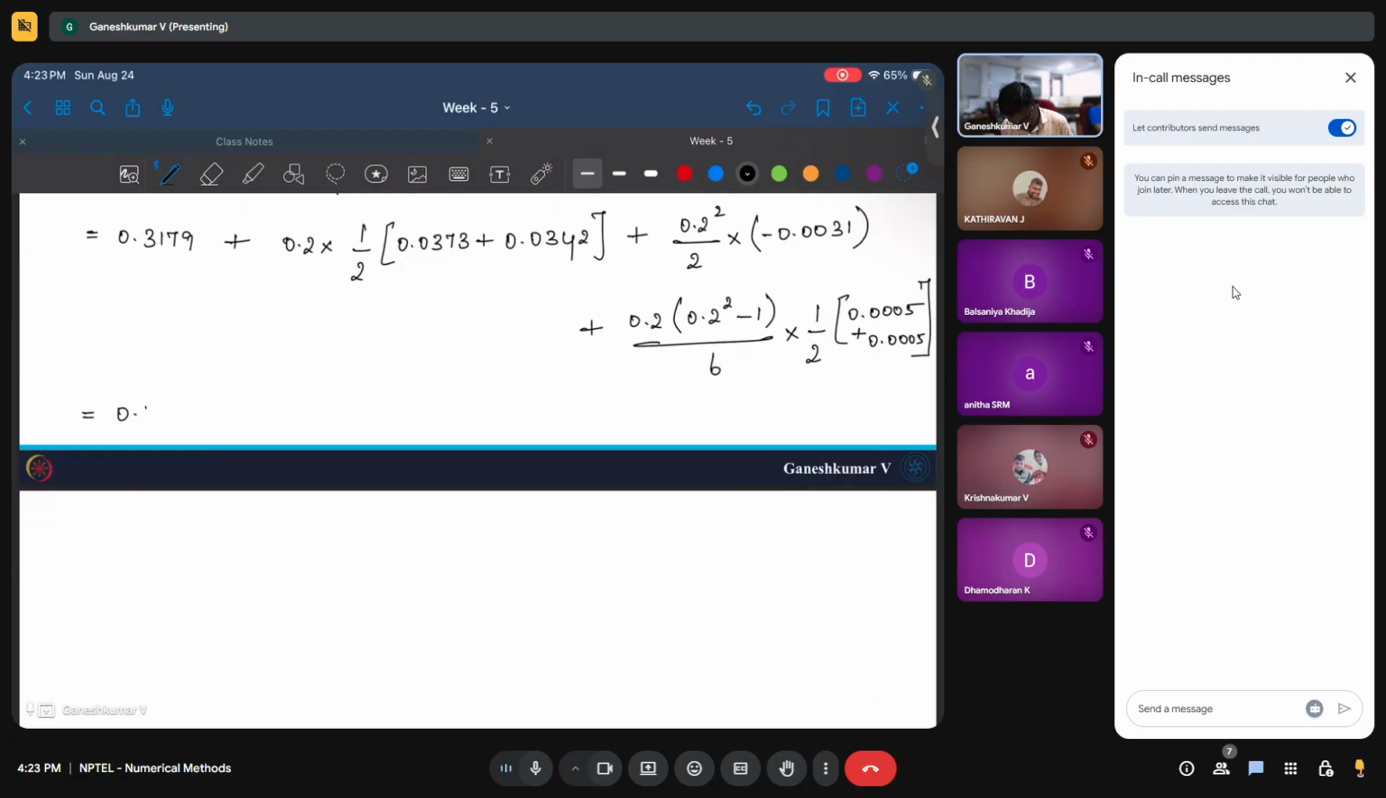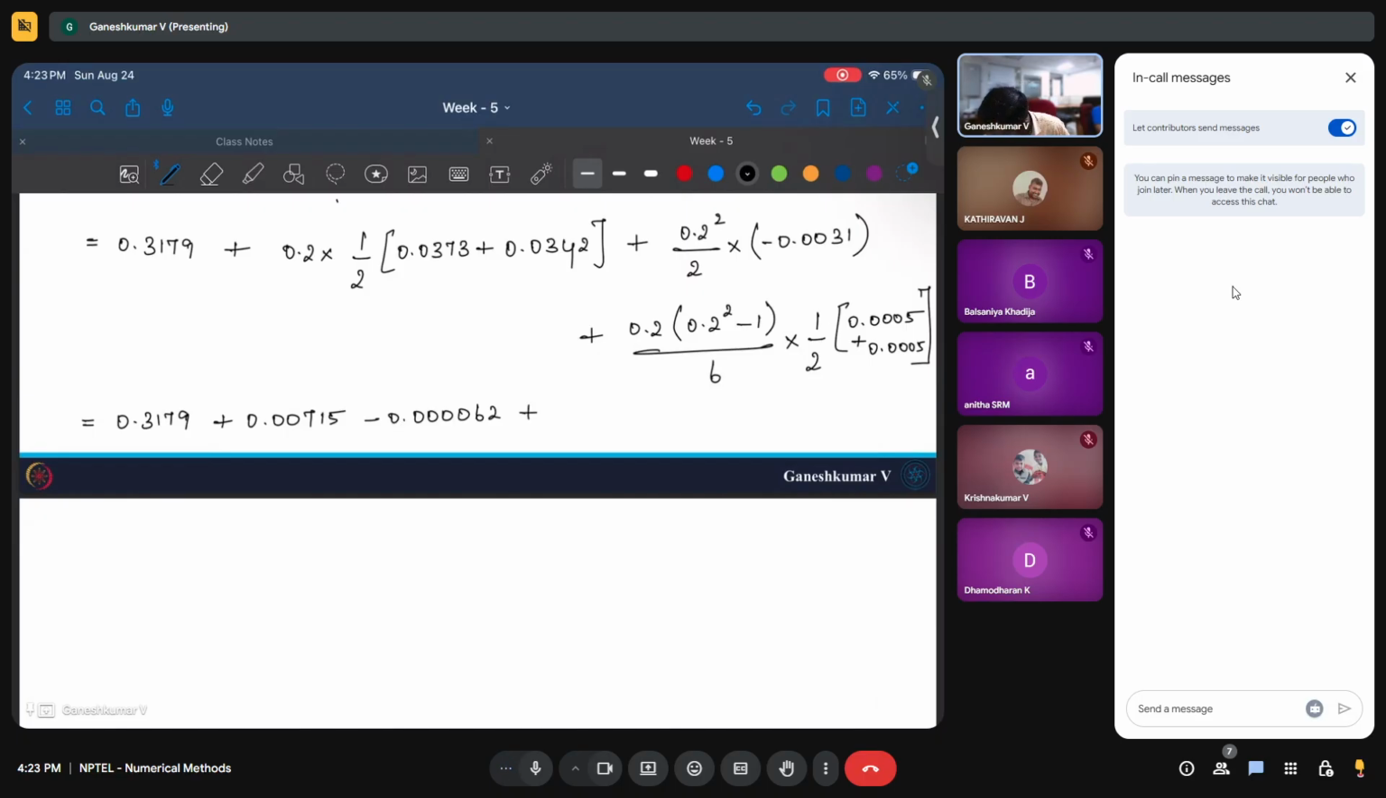So this is going to be 0.3179 plus 0.0373 plus 0.0342 divided by 2 into 0.2, which is 0.00715, then 0.2 square divided by 2 into 0.0031, which is minus 0.0000662, plus 0.005 divided by 6 into 0.2 into 0.2 square minus 1.